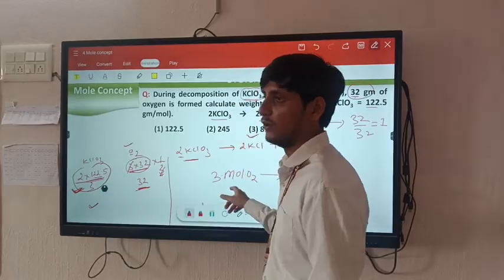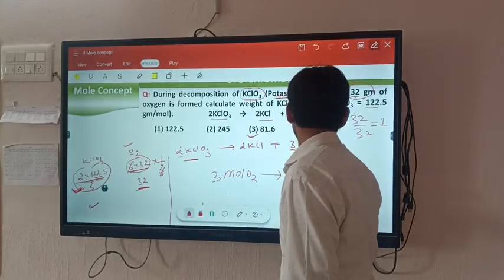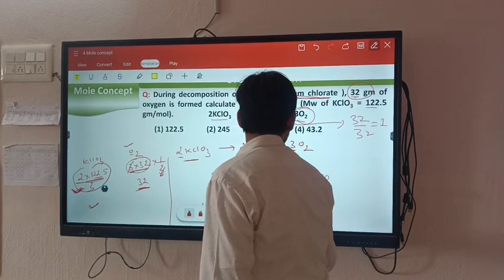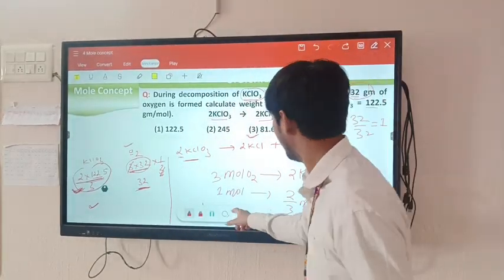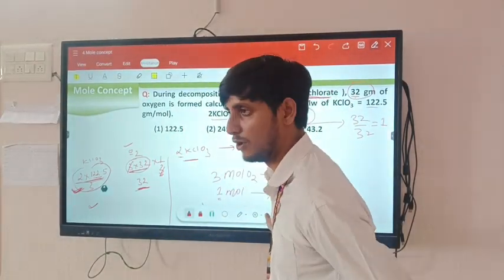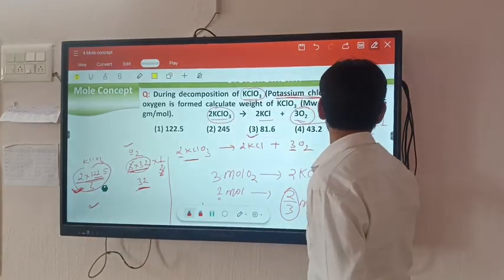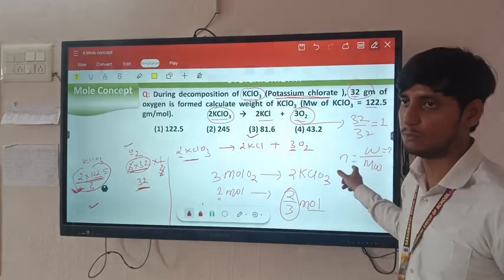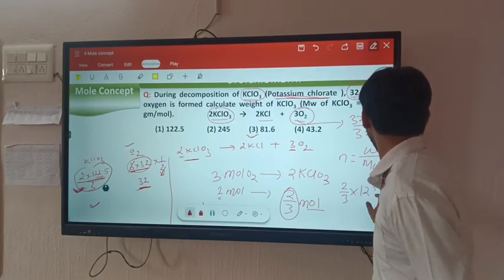For formation of 3 mole oxygen, 2 mole KClO3 is required, which means for 1 mole oxygen, 2 by 3 mole KClO3 is required. 32 gram means 1 mole. For 1 mole, the same 2 by 3, multiplied by the molar mass, you get the weight of KClO3. n, the mole, is equal to weight of KClO3 upon molar mass of KClO3. Molar mass is given as 122.5, so 2 by 3 multiplied by 122.5.